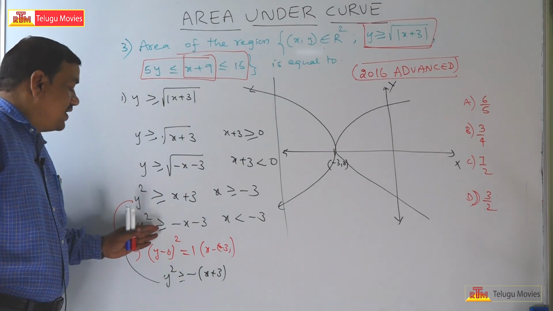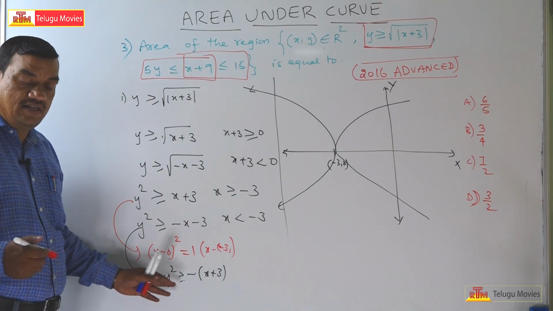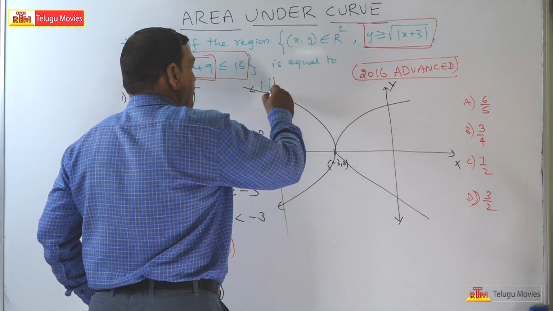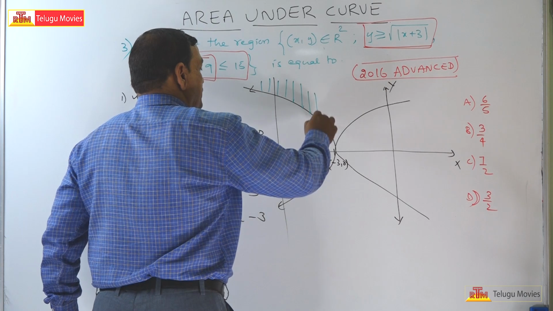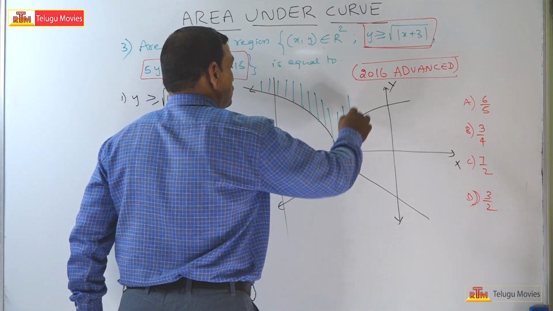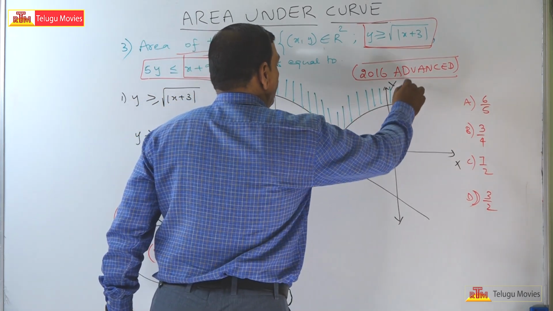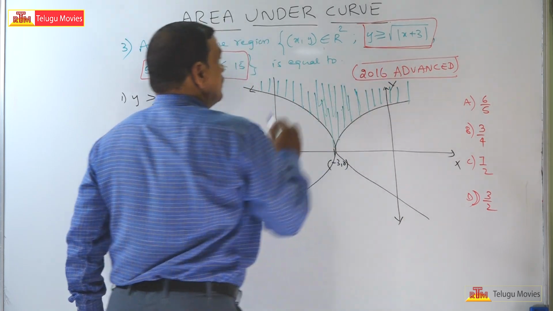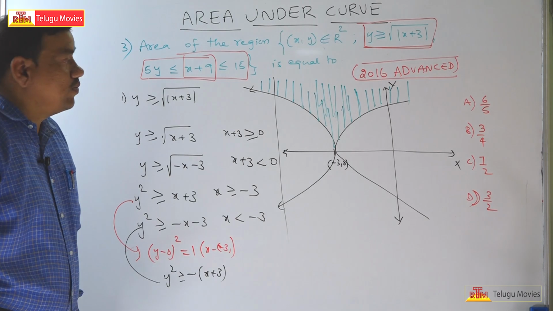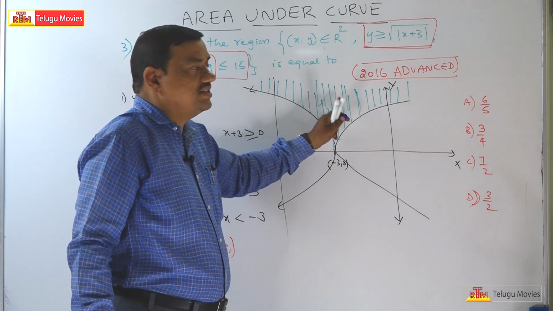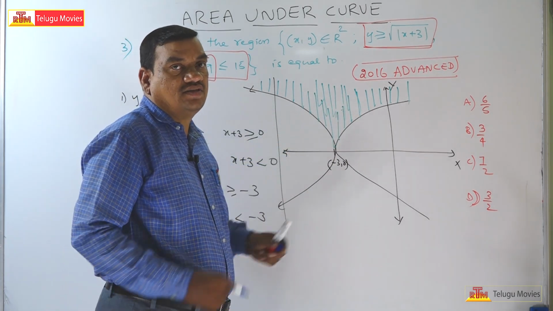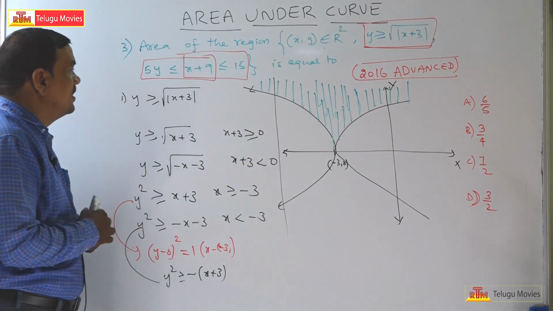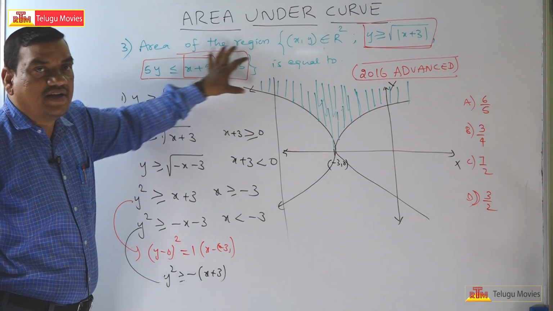Here y square greater than is there, here also greater than is there. So, what region do you have to take? Greater than means outside the parabola. This region you have to take. This is the region: y greater than or equal to root of modulus of x plus 3. Understand this? Okay, that part is over. Let us come to this second part.